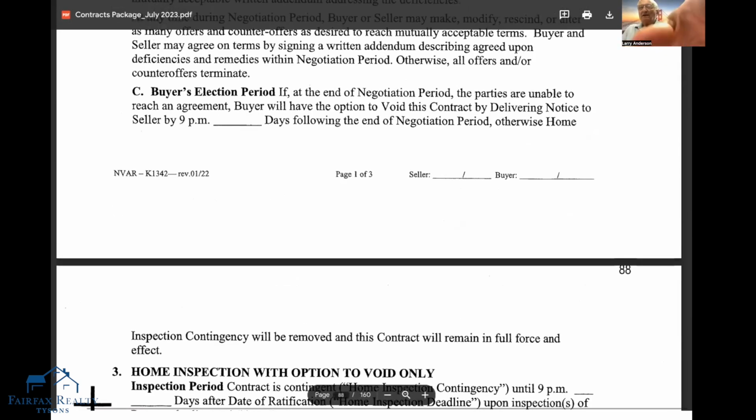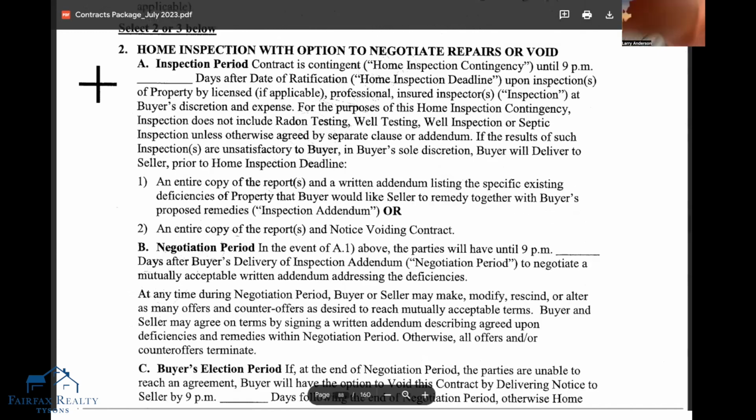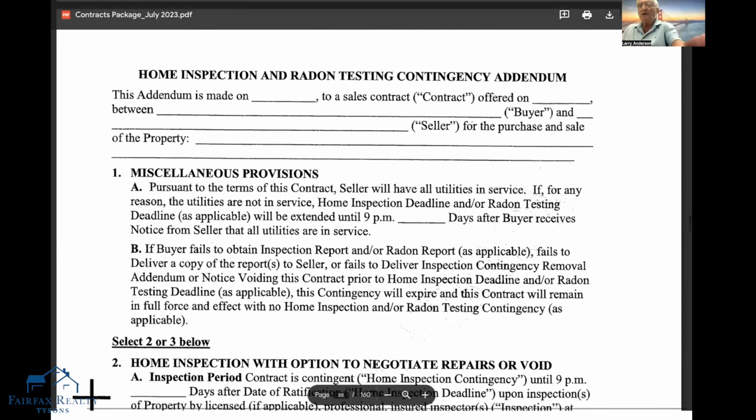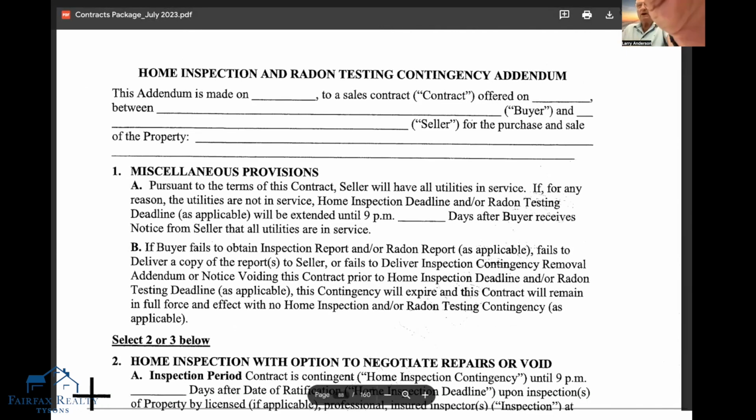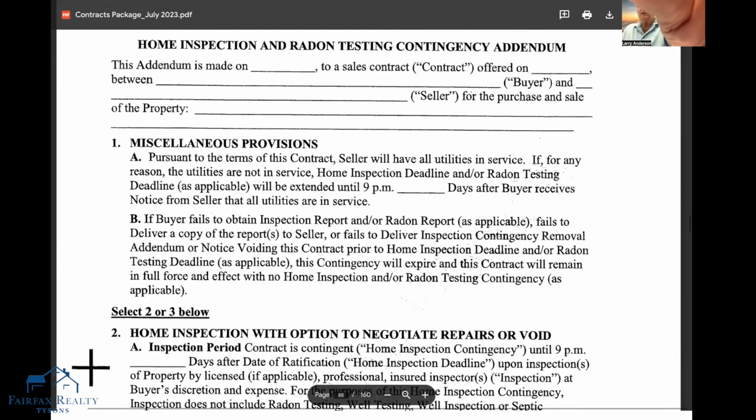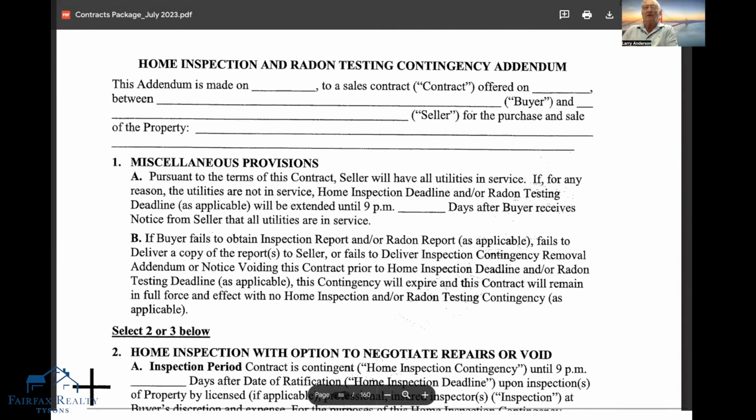Form K1342 at NVAR. If you downloaded the material from before, you can find this form on page 87 of the contract package. Now, let's just go through it, make sure everyone understands exactly what they're saying here. So the addendum is made to the sales contract. I think that's pretty self-explanatory.